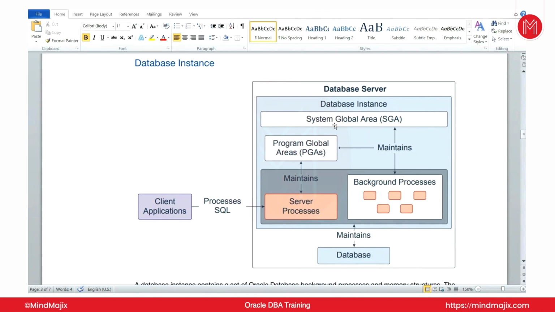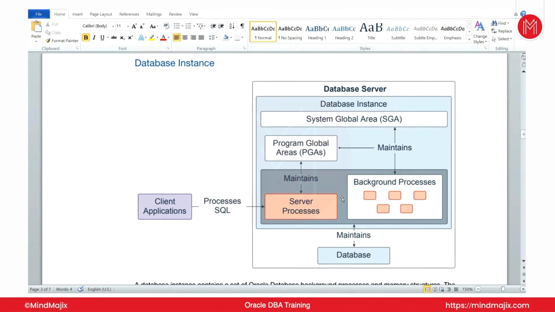Now, when this instance is created, when this system global area, the SGA, is created, when the PGA is created, and when the background processes and server processes are created, all these are created when we start our database. We have something called a parameter file. We are going to see the sequence of database startup: what happens when the database starts up, and how it starts.